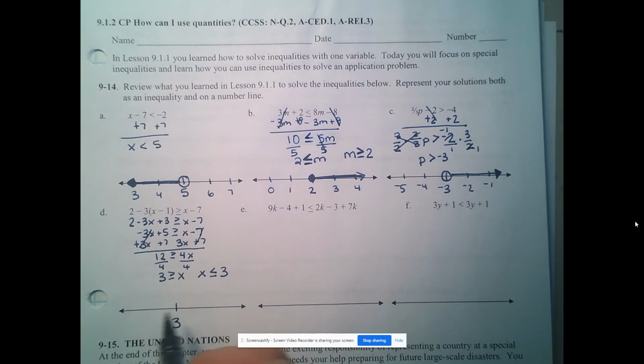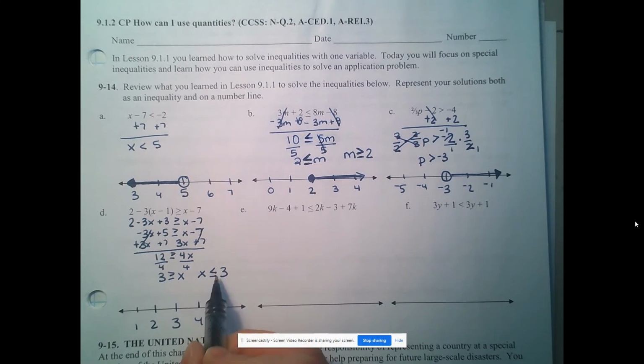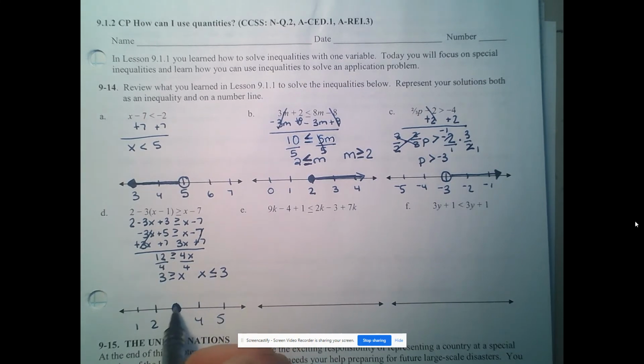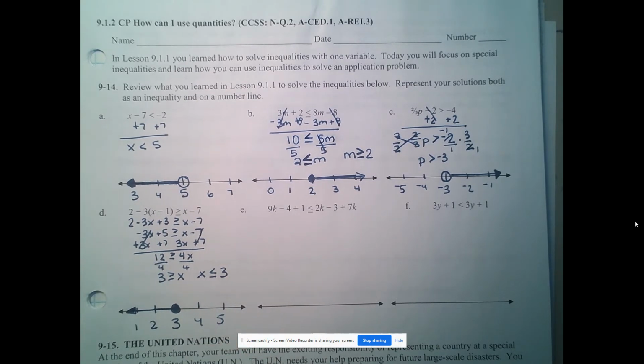3 goes in the middle. Smaller numbers to the left, larger numbers to the right. Greater than or equal to, so I shade in that closed circle. And a less than would point down towards numbers smaller than 3. So this one has a closed circle because of the equal to.